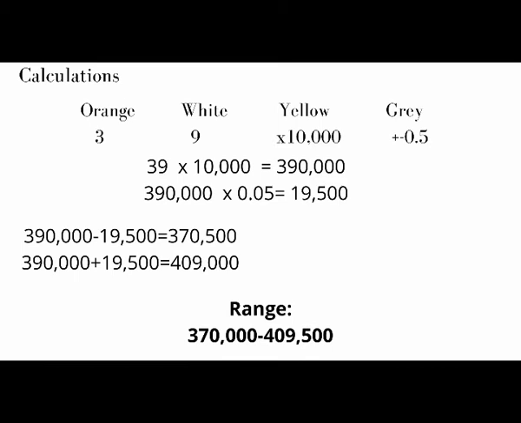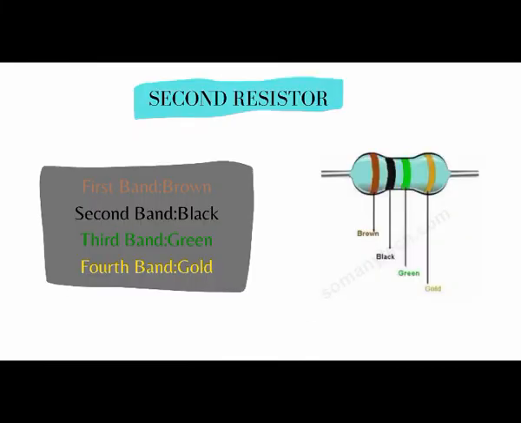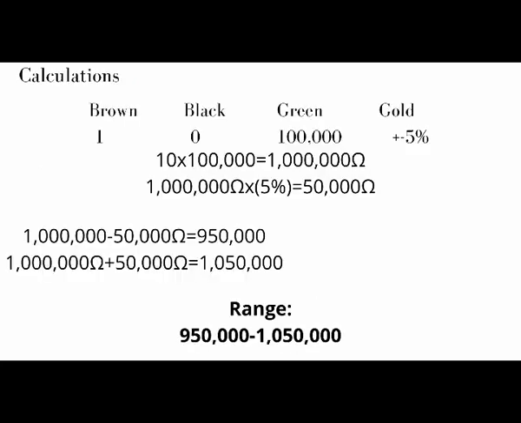409,500. In the second resistor, the color in the first band is brown, while the color in the second band is black. Brown has a value of 1 in the resistor chart, while black has a value of 0 in the resistor chart. So combining the two, we have 10. The value of the multiplier is 100,000 given that the color is green. So 10 times 100,000 is equal to 1 million.